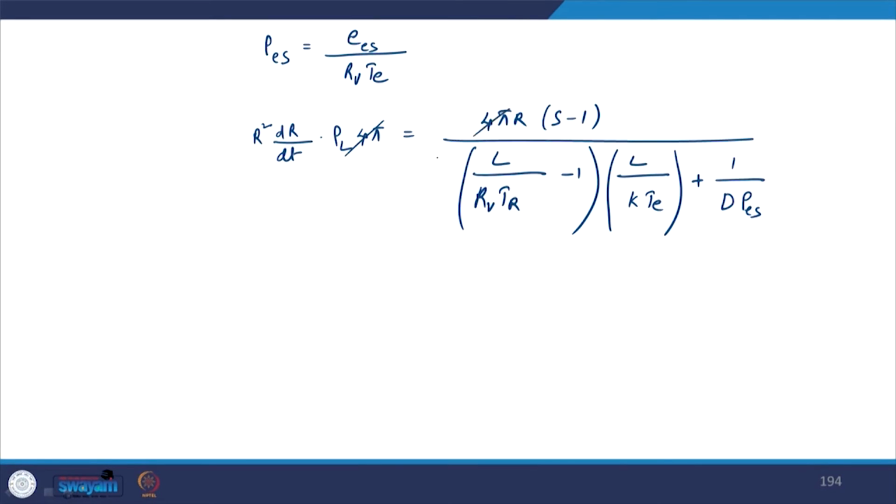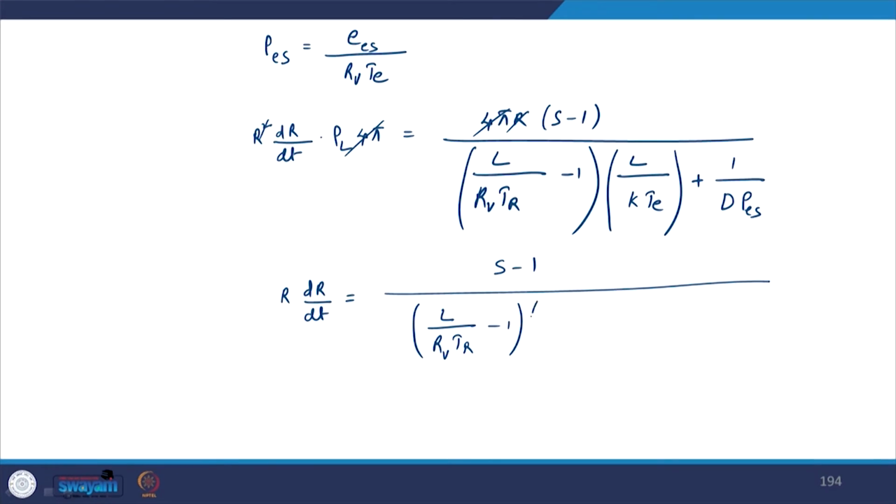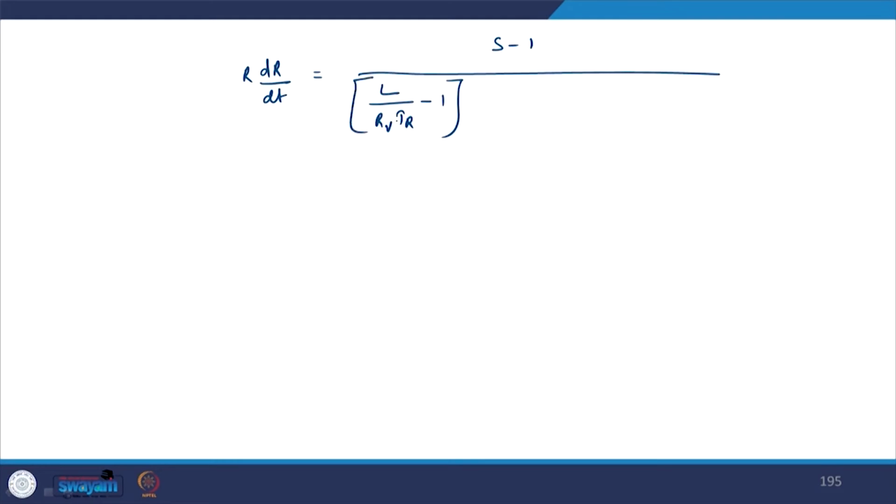If you cancel this, you will simply be able to write r dr by dt is S minus 1 over L by RvTR minus 1 into L rho L divided by K T plus rho L Rv T dr over dt, or we can write it as r dr by dt is equal to S minus 1 divided by L by RvTR minus 1 times L rho L divided by K T.